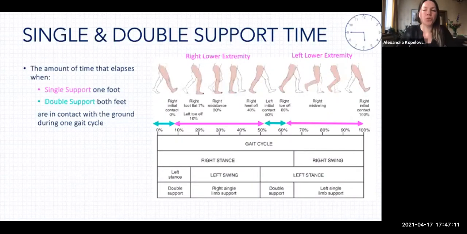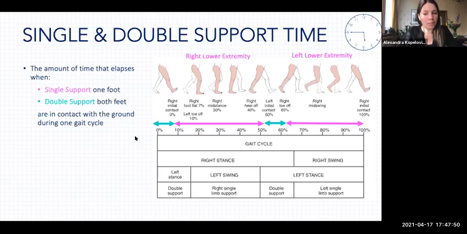So, single and double support time. Take a look at this chart right here. Once again, we're beginning our gait cycle. We go from 0 to 100. When the patient contacts the ground with the right foot, there is a 10% transfer from the left foot to the right foot, and that is called a double support time. There are 2 periods of double support time in gait. It occurs at the heel contact of the right foot, and the second one occurs at the heel contact of the left foot. So, 2 periods of double support time.